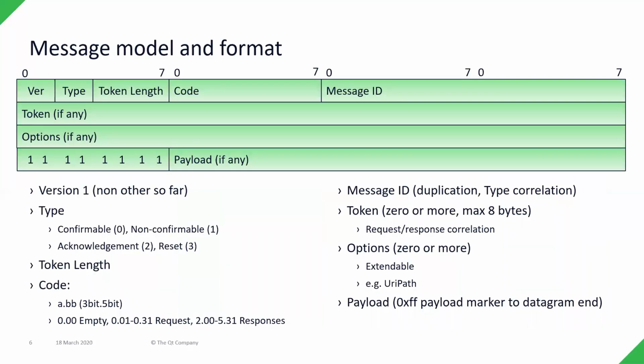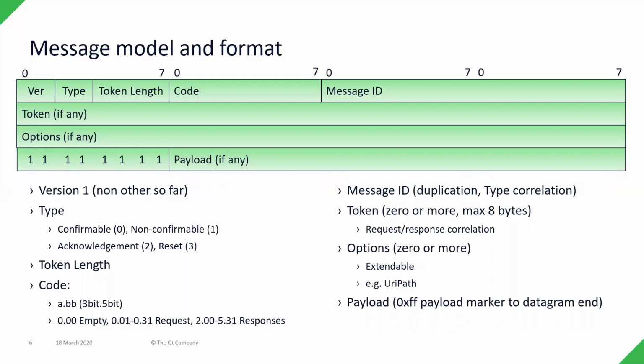Let's have a look at the CoAP message. Essentially the most minimalistic CoAP message that you can think of is exactly 4 bytes. That's the first line in this. So there's a version tag in the message. So far, there's only one version defined.